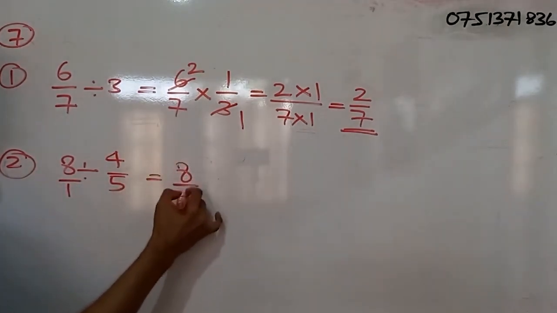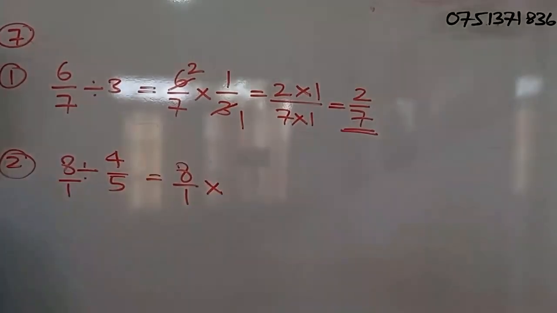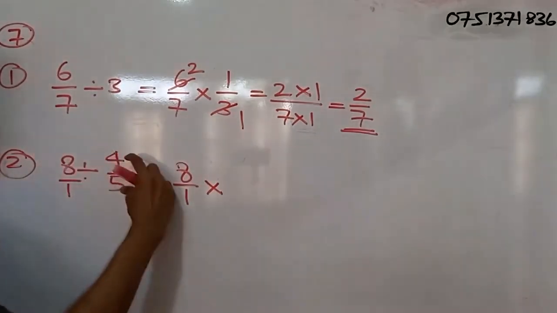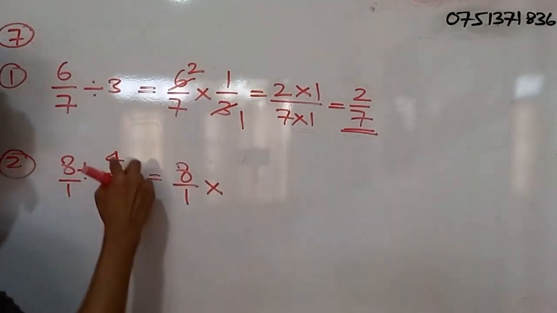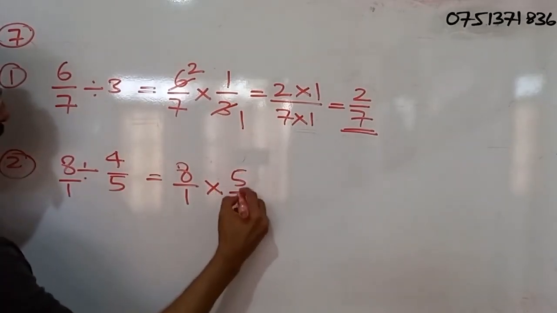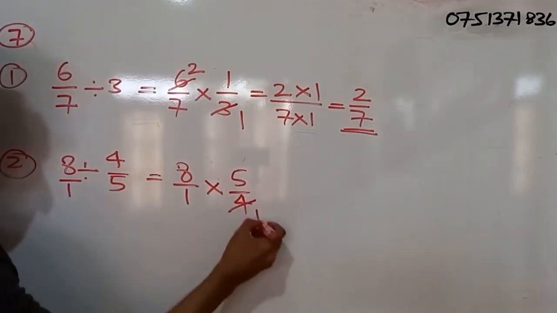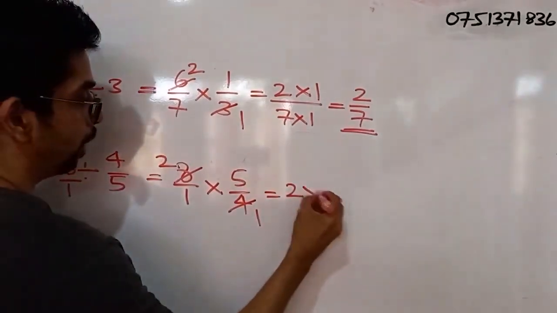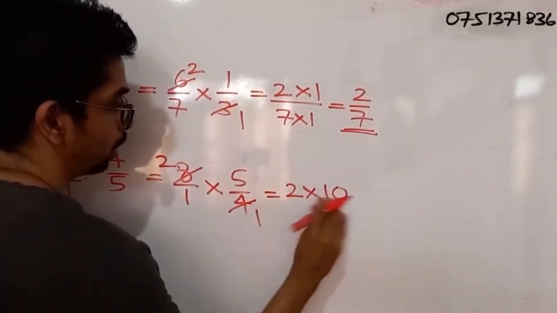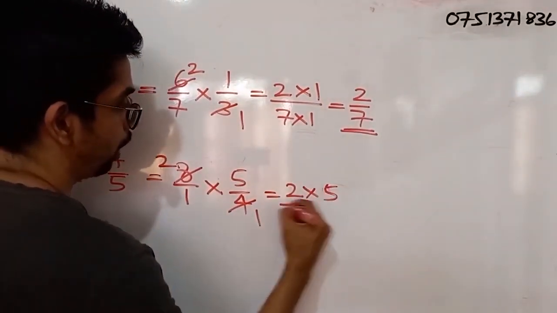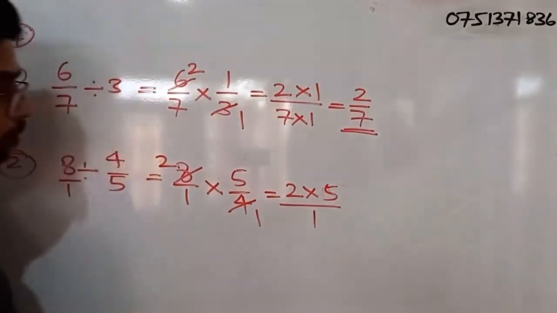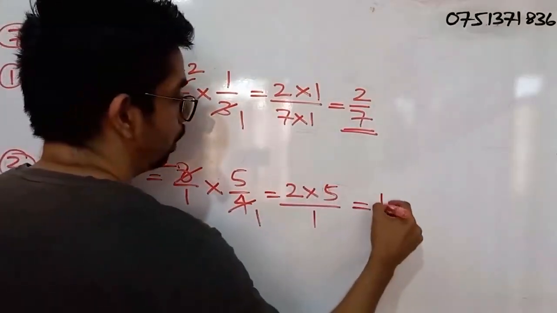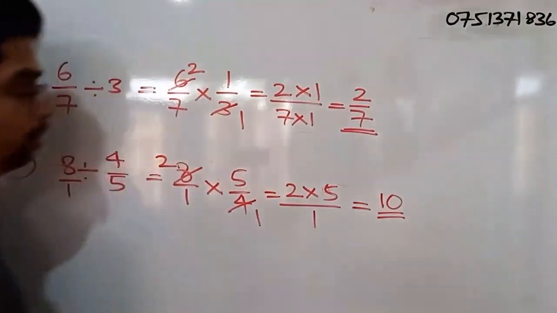Right? So we know there's a 1 beneath the 8. Okay. So 8 by 1 multiplied by, we have to write the reciprocal. So this is 4 by 5. So we have to write 5 by 4. So 4 times 1 and 4 times 2. Now what is the top half? 2 times 5. And in the bottom we have 1. So 2 times 5 we know that is 10. So the answer will be 10.